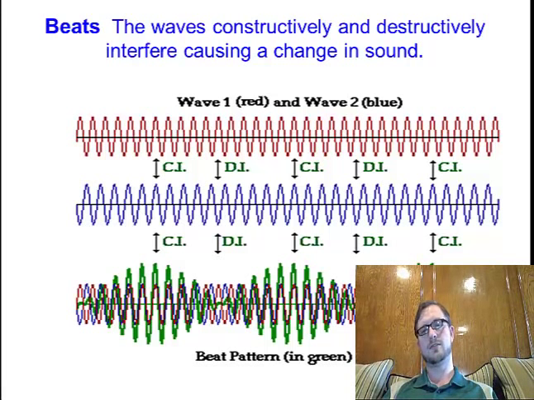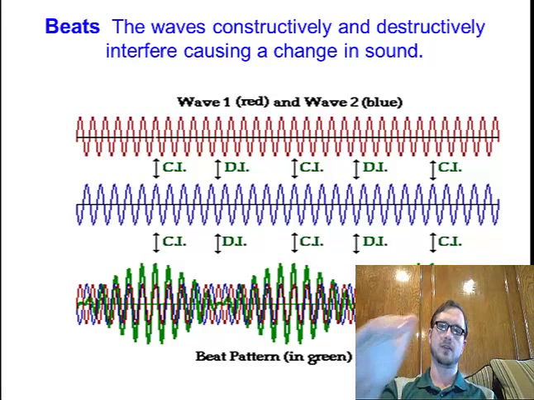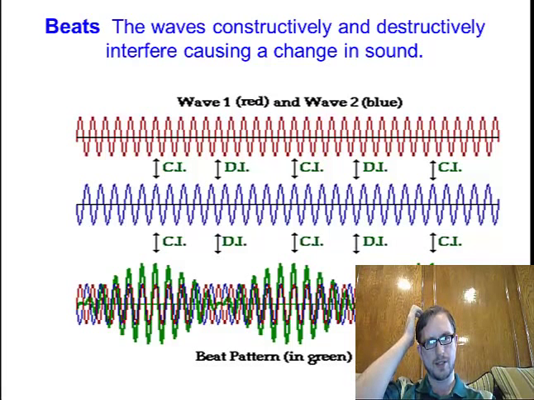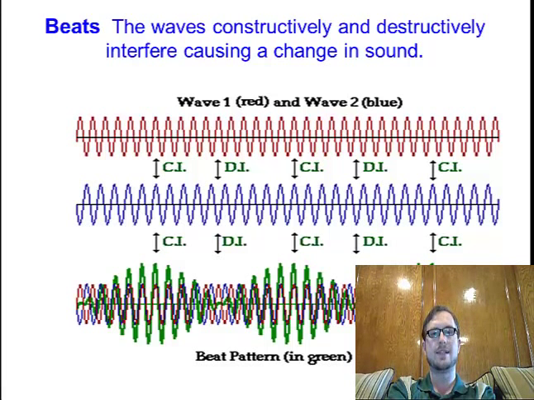Whenever we're listening to sound, we get interference sometimes, constructive and destructive. So we have two waves here, the red wave and the blue wave. These are the two waves that are playing simultaneously. Now they're slightly out of phase, which means they don't have the exact same wavelength and frequency. Where they tend to line up, where it says CI, that's our constructive interference. When they line up, we get this nice big constructive interference wave.